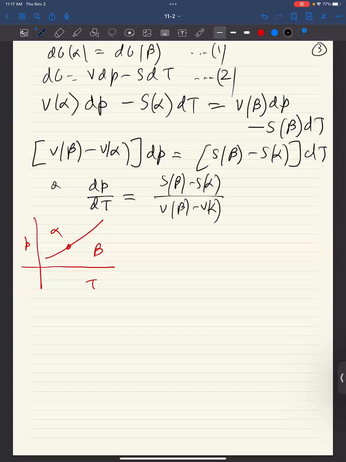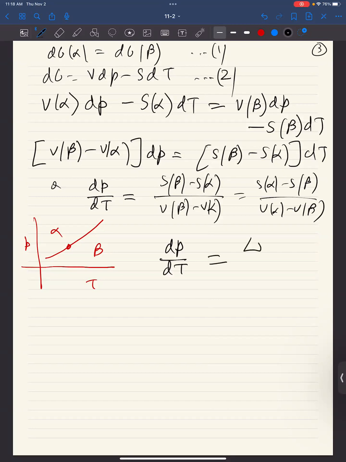You could also write it as S alpha minus S beta divided by V alpha minus V beta, right? Whichever direction you go in, you just have to change both numerator and denominator. In other words, without using alpha and beta, this can be written as dP by dT is equal to change in entropy during the transition divided by change in volume during the transition. And this is what characterizes a phase boundary.